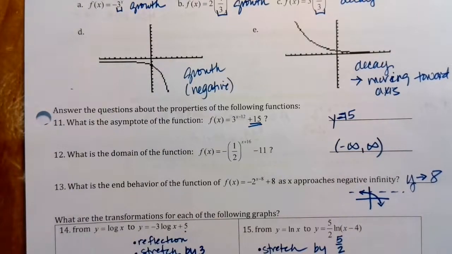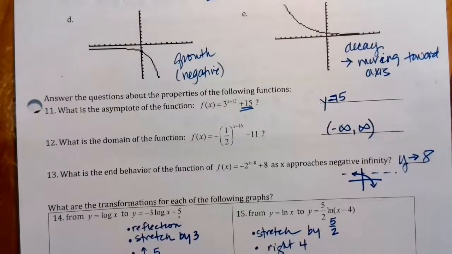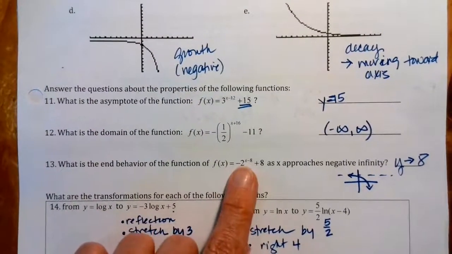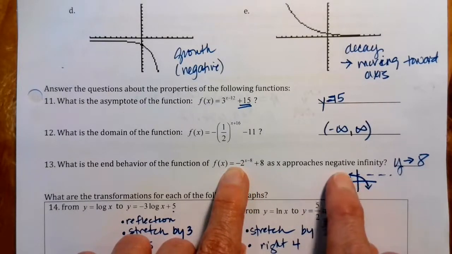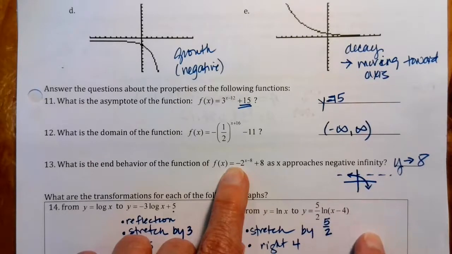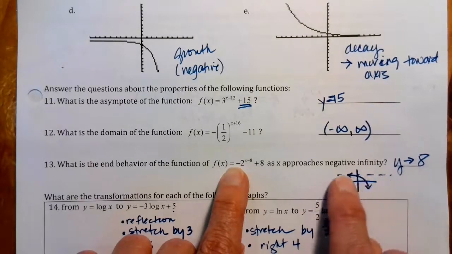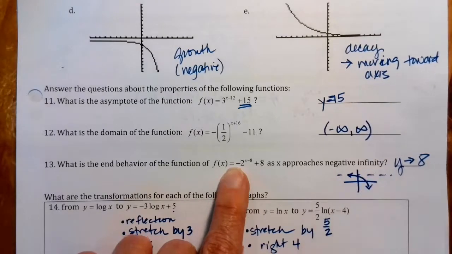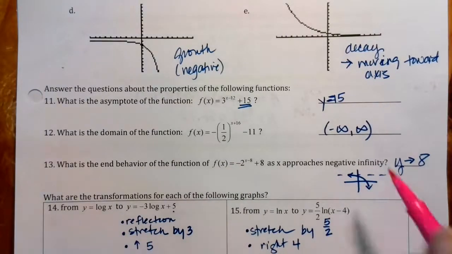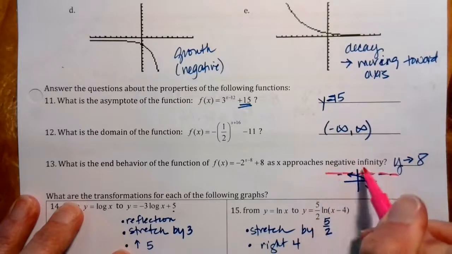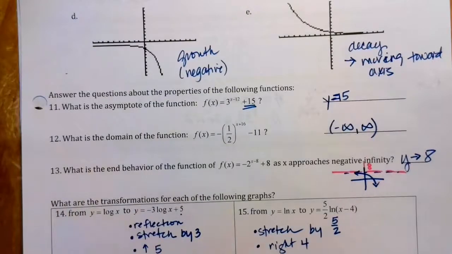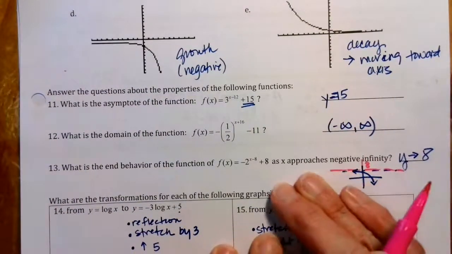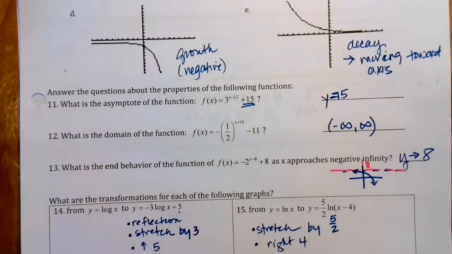When we look at number 13, we have the end behavior of this graph. Because it's an exponential growth that's negative, it's going to be growing away from this axis. And so as x approaches negative infinity, it's going to reach the asymptote. And this asymptote here is going to be at y is equal to 8. So our y values are going to approach it. Now it's approaching it from the negative, but they don't care where it's approaching from. I'm just getting closer and closer to 8.